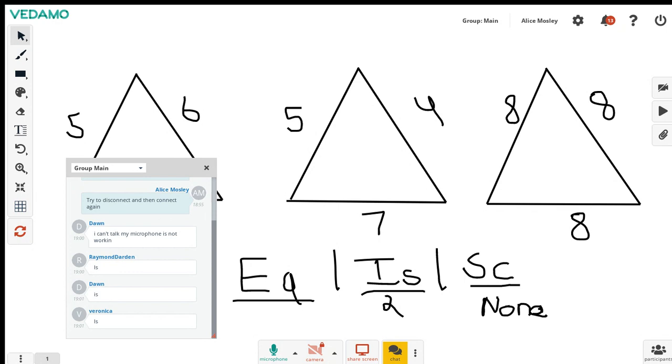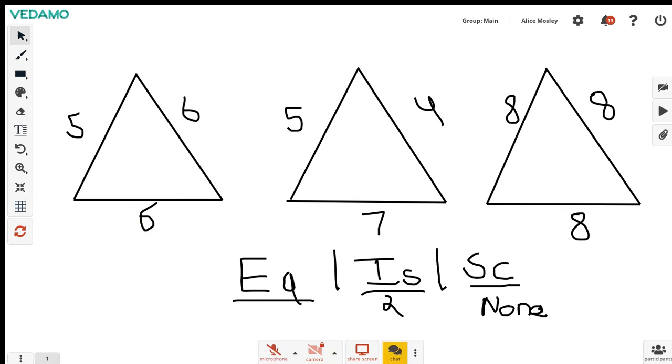Okay. So everyone thinks this is an isosceles. Yes, so you're correct. Did you see my answer? So yes, this is an isosceles triangle. Now, what about the second triangle? I'm not going to spend much time.